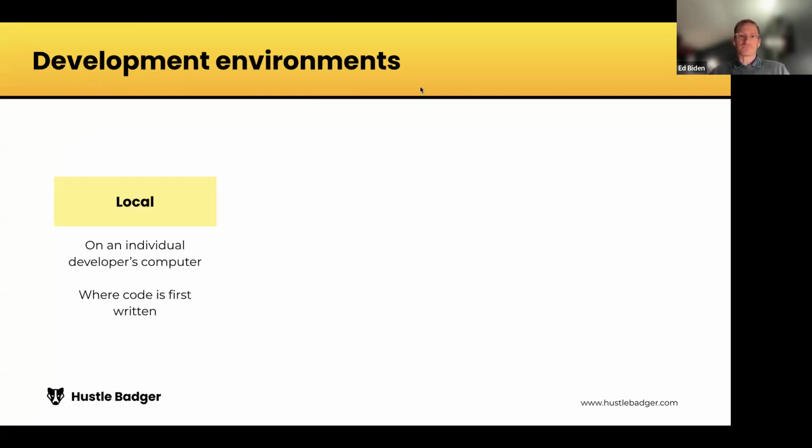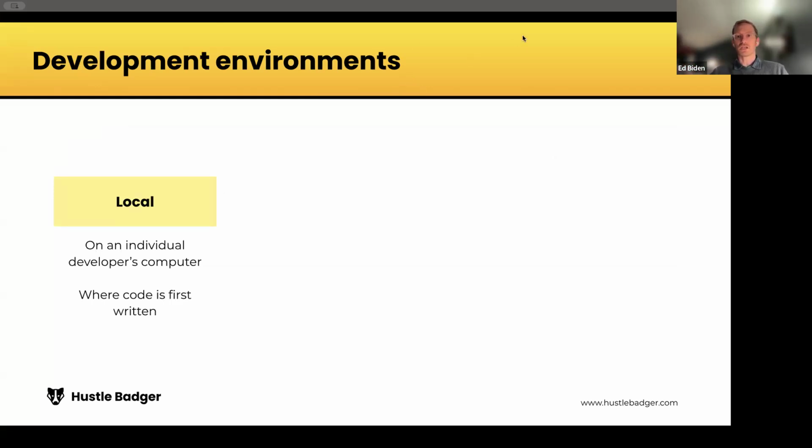Okay, so that was clients, servers, backends, databases, and API requests. I wanted to touch briefly on development environments, just to get these clear. So generally, there's 3 levels to how software is built. So you've got your local level. This is code running on an individual person's computer. And this is where the code is written.